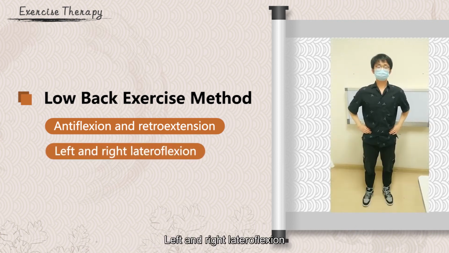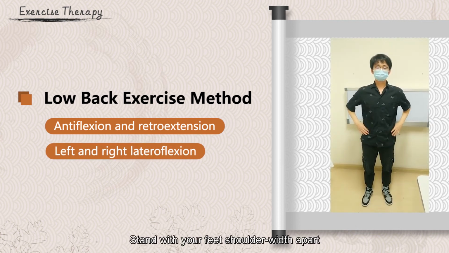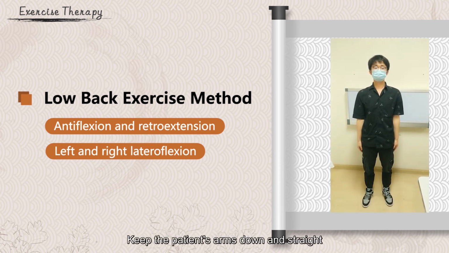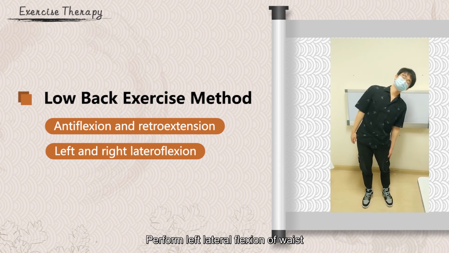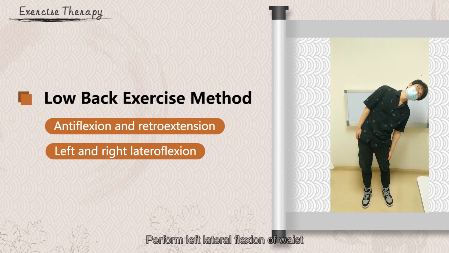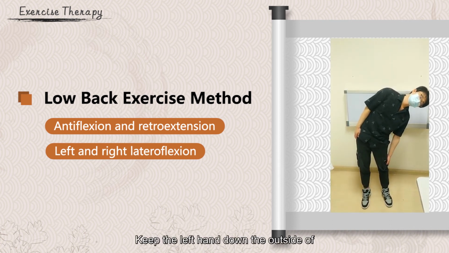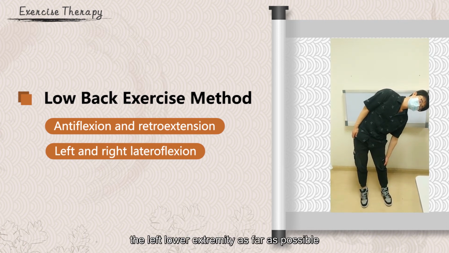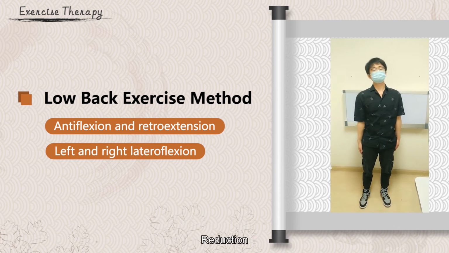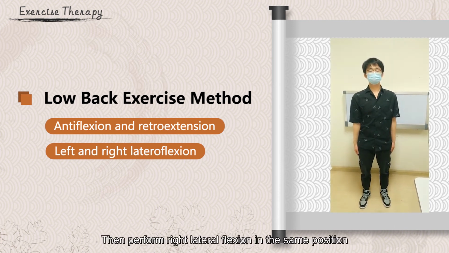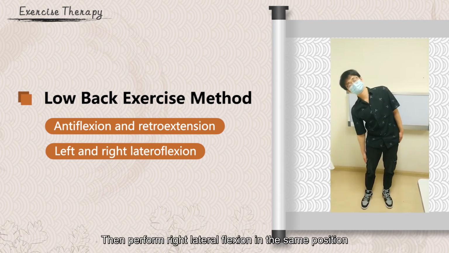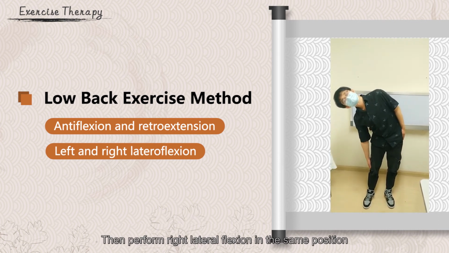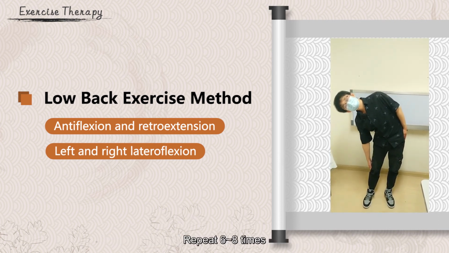Left and right lateral flexion. Stand with your feet shoulder width apart. Keep the arms down and straight. Perform left lateral flexion of the waist. Keep the left hand moving down the outside of the left lower extremity as far as possible. Reduction. Then, perform right lateral flexion in the same position. Repeat 6 to 8 times.